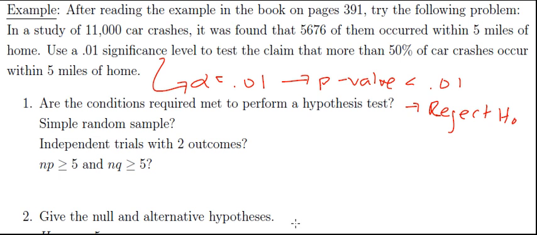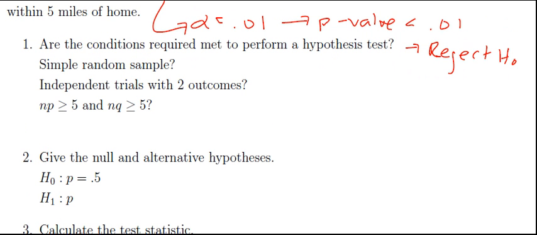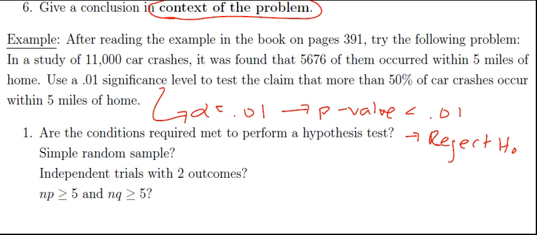Okay, so we want to check first to see if the conditions are met. One condition is that the sample size times the proportion is greater than or equal to 5. And so we have an n of 11,000 times 0.5, I don't know what that is, but that's certainly greater than or equal to 5. Then q, remember, is 1 minus 0.5, so that's 0.5 as well, so we're good there. If it's a simple random sample, we don't know, it's not told in the problem, but we do have independent trials with two outcomes. Either it was or was not within 5 miles of your home.